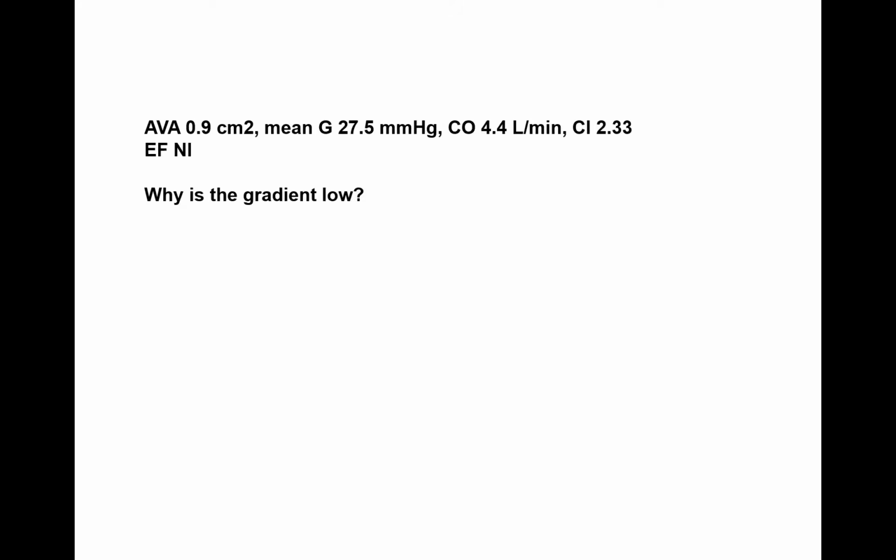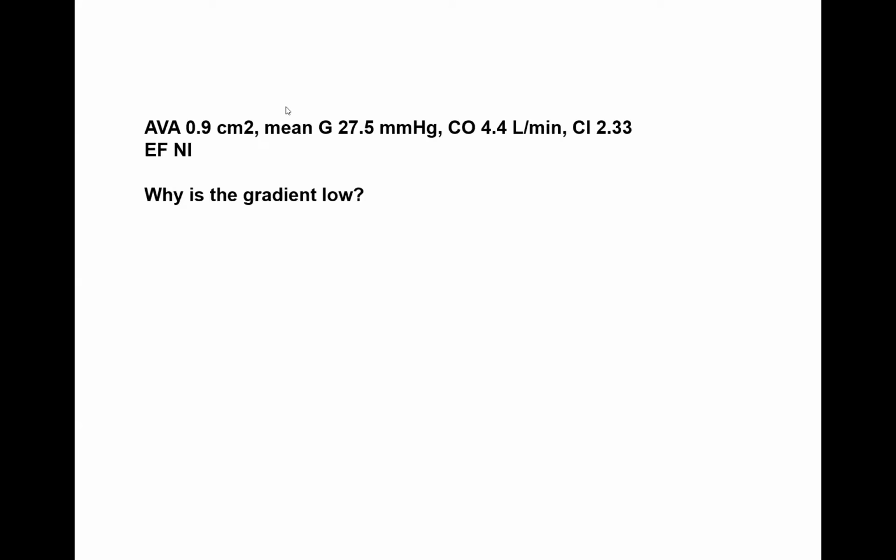So here's the thing. By cath is different than echo. If I have those numbers by echo, 0.9 and 27.5, you need to realize that half the time it is not severe AS, it's moderate AS, with miscalculation of the valve area. Because the valve area, for a variety of reasons, most importantly LVOT diameter, is frequently underestimated by echo by about 15%. So you mismeasure the valve area by echo. Half the time it's mismeasurement. The other half, it's truly severe AS.